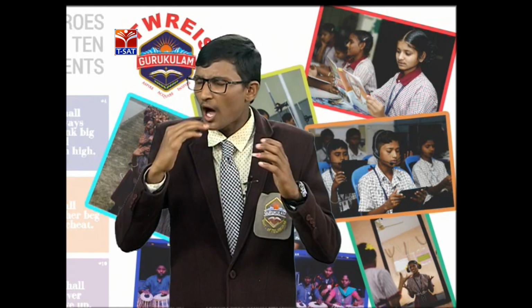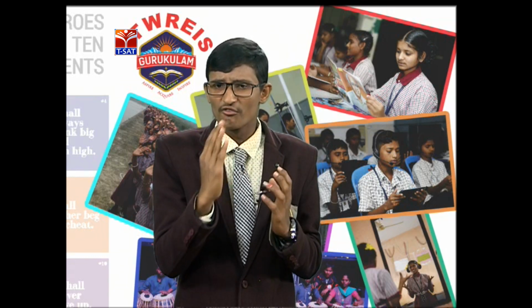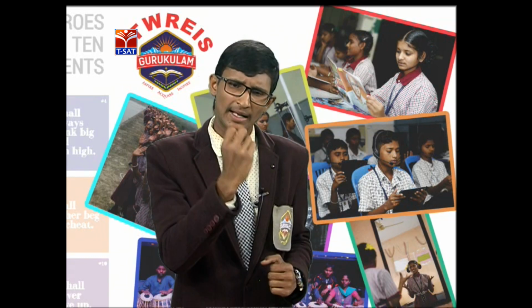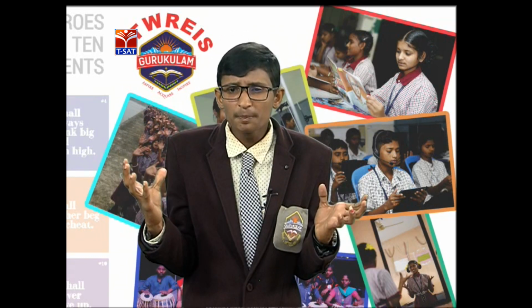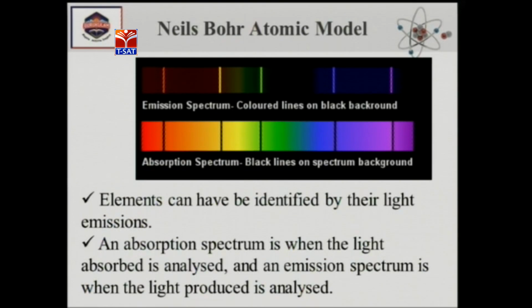An absorption spectrum is formed when the light that is absorbed is analyzed, and an emission spectrum is formed when the light that is produced is analyzed. When light is emitted, meaning energy is produced as light, we can see the emission spectrum.